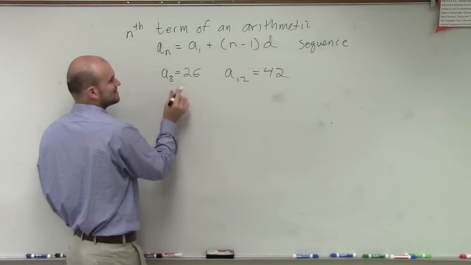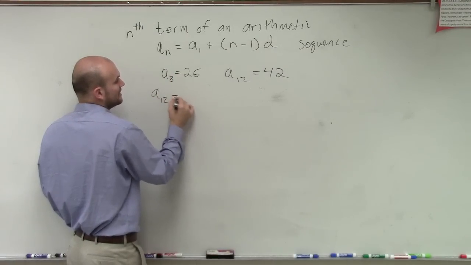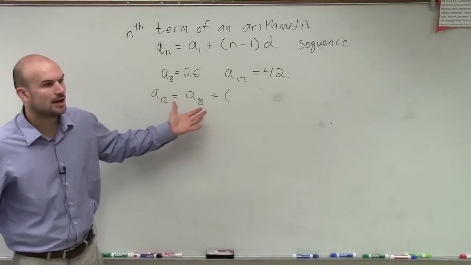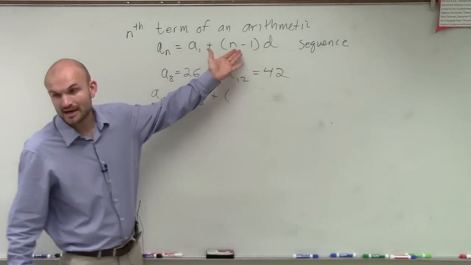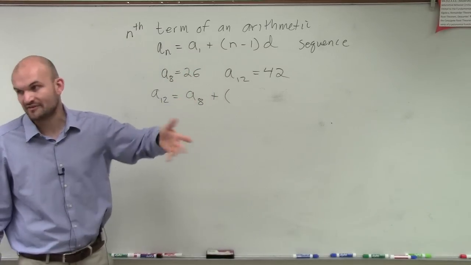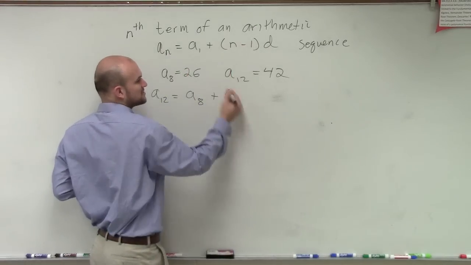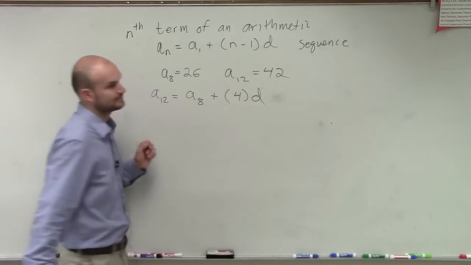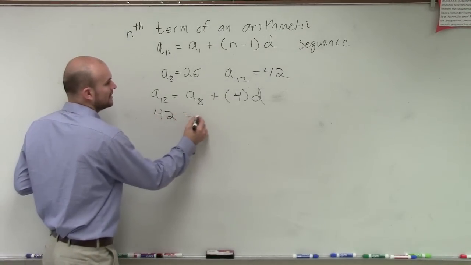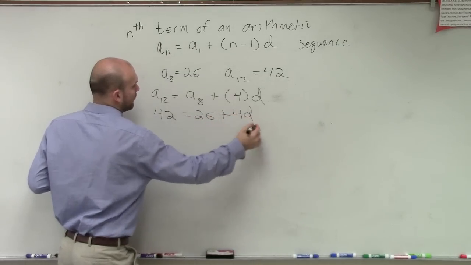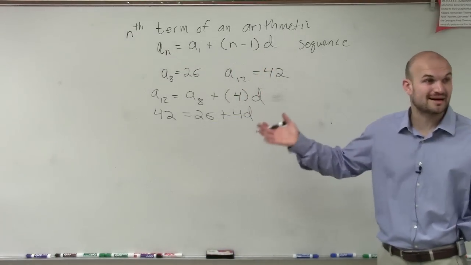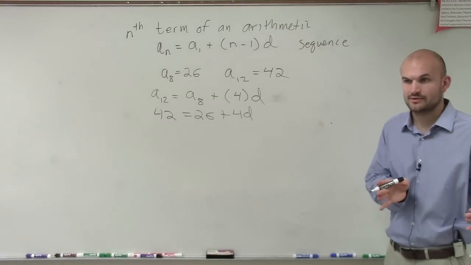So what we'll do is I'm going to say a of 12 is equal to a of 8 plus the total of these, which is n minus 1, where n would be 5. Because if you count a of 8, a of 9, a of 10, a of 11, a of 12, there'd be 5, so it's 5 minus 1, and the difference is 4. Now I know the values: a of 12, which is 42, equals 26 plus 4d. So now I'm going to simply solve for d, because d is going to be my difference between each of these values, right?